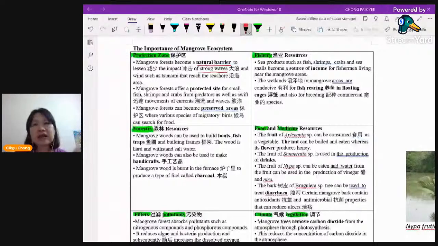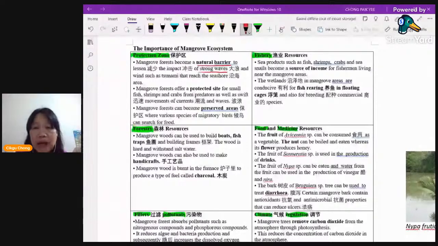They can also use it to make handicrafts. You can carve things from the wood. There are also food and medicinal values. The fruit can be used as vegetables. The nut can be boiled and eaten for the Avicennia. The fruit of Sonneratia can be used for production of drinks. The fruit of Nipa, which is a palm, you can eat and drink. It is used for production of vinegar and nira. Nira is the substance you get from the pokok Nipa.